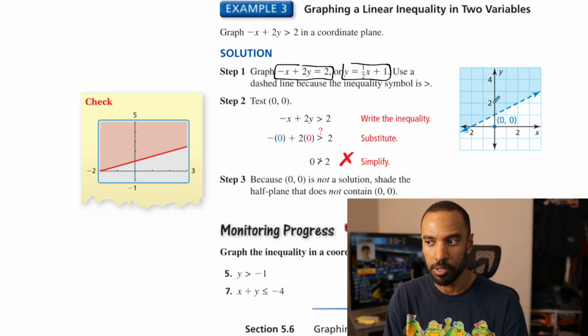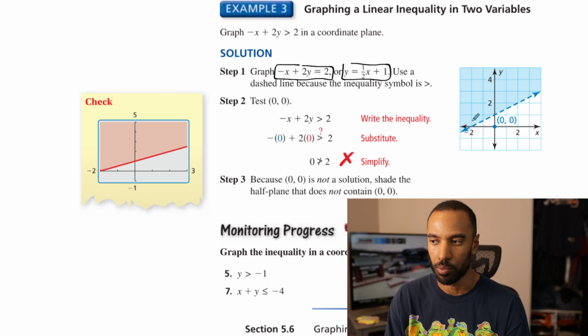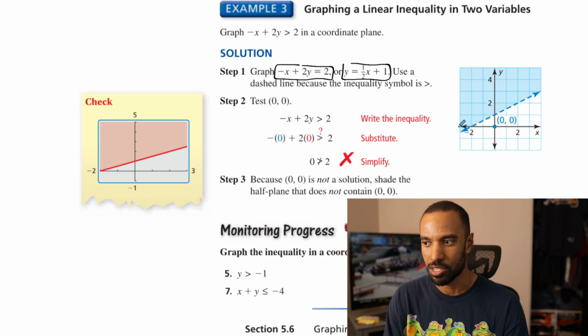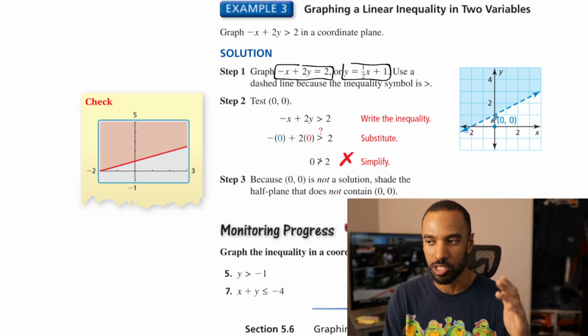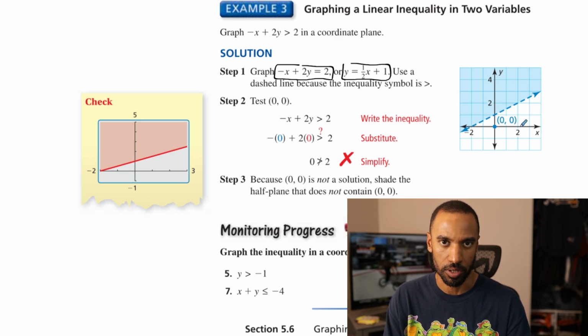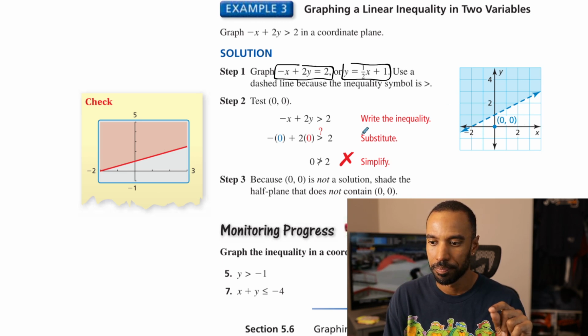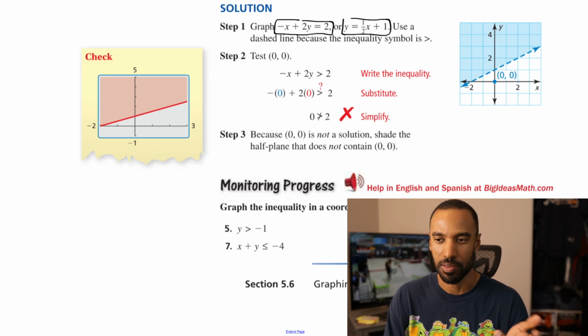For example, 0, 2 would be a solution. Right? You'd get something that says 4 is greater than 2. That would work. Or when y is 0, as long as x is like -3 or -4, that would work. So there are numbers that work, but it's that specific point and anything on that side of the boundary line that won't. So we shade on this side. You only have to do one single test of something that's not the boundary line.